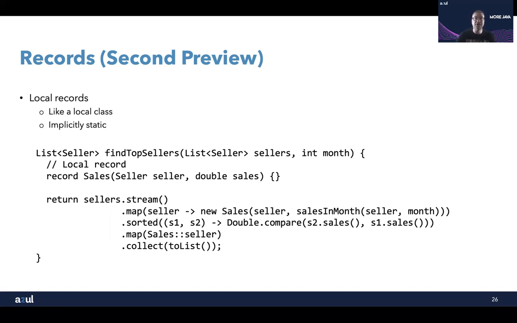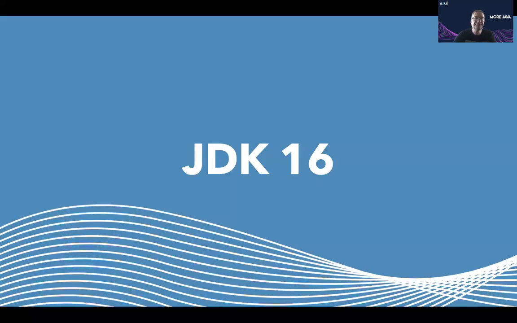Then I can simplify my code considerably by taking the stream from the sellers list, mapping that from the seller to a stream of local Sales records, using that seller and a method to calculate how much they sold in that month, pass that through sorted. So I end up with a sorted stream of local Sales records ordered by how much they sold in that month. Pass that through map again to map from the local Sales records back to the sellers in those records, just simply extracting it, collect that into a list and return it. So it simplifies my code really nicely. I think this is a very powerful feature.